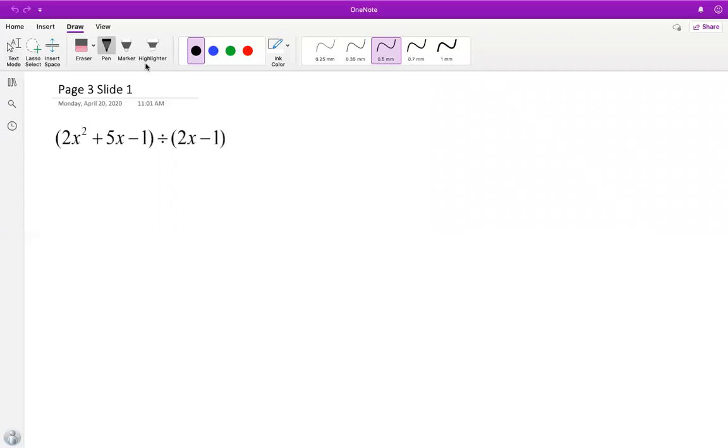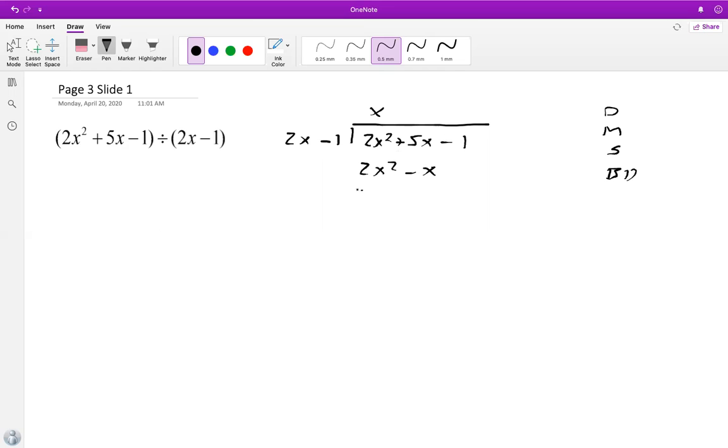So first thing we would do is we would rewrite this thing so that it looks like a long division problem. And I would say, you all don't have to write this over here, but I do just to help you guys remember that there's a process, right? Divide, multiply, subtract, bring down. So I divide the first term by the first term and I get x. 2x squared divided by 2x is x. And I multiply. 2x squared, x times negative 1 is negative x.